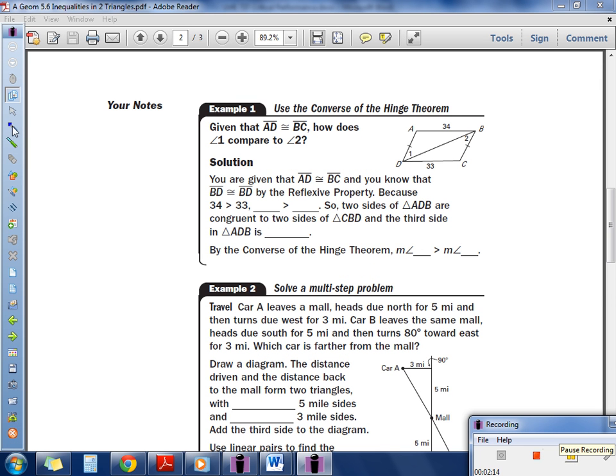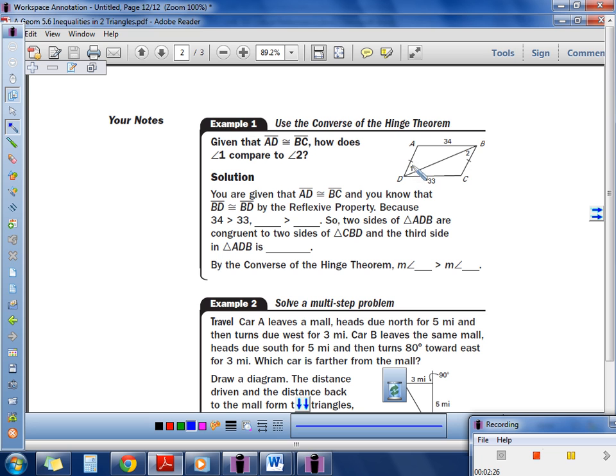Example 1 gets a little more challenging. It says, given that AD is congruent to BC, and it's marked like that, how does angle 1 compare to angle 2? So we're comparing angle 1 and angle 2. What you should remember about the hinge theorem is you examine the angle or the side across from it, opposite it. So angle 1 is across from 34, angle 2 is across from 33. Well, which side is larger, 33 or 34? So if 34 is larger, then angle 1 is greater than angle 2. Angle 1 is greater than the measure of angle 2. That's all you have to do on that one.